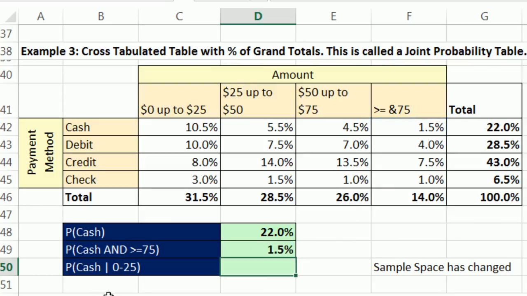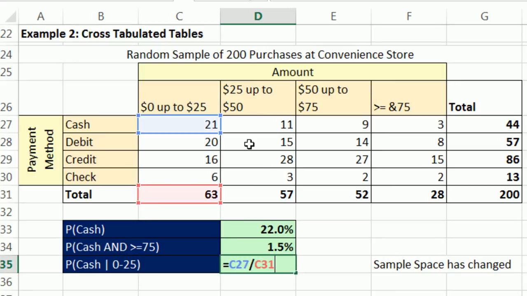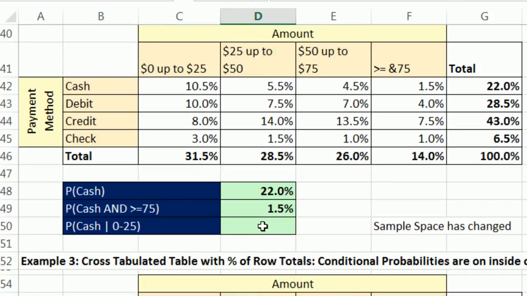Now, probability that someone paid cash, given that the transaction was for 0 to 25. Well, up here, remember what we did? We took the 21 count, that's an "and" count, and divided it by the sample space that has changed, 63. Well, guess what? That same concept of "and" divided by marginal, we're just going to use the percentages. 10.5% divided by the 31.5%. Enter. 33.1/3%. So when you're calculating conditional probabilities from a joint probability table, it's the "and" divided by the marginal.